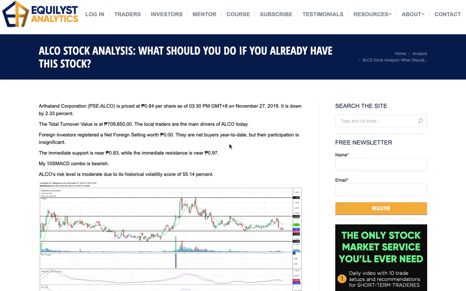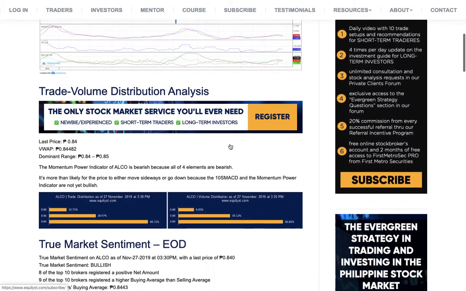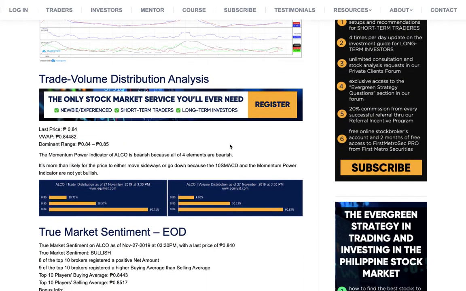It goes without saying that ALCO is on the brink of breaking below the immediate support. Watch out for that. That means ALCO has a bearish 10 MACD combo. At this point, I'd like to tell you that there is no confirmed buy signal for ALCO as far as our Evergreen strategy is concerned. With a historical volatility score of 55%, it already has a moderate risk level. The trade and volume distribution for ALCO shows that it has a bearish momentum power indicator, meaning to say it did not meet the bullishness criteria for all of the four elements of our momentum power indicator.